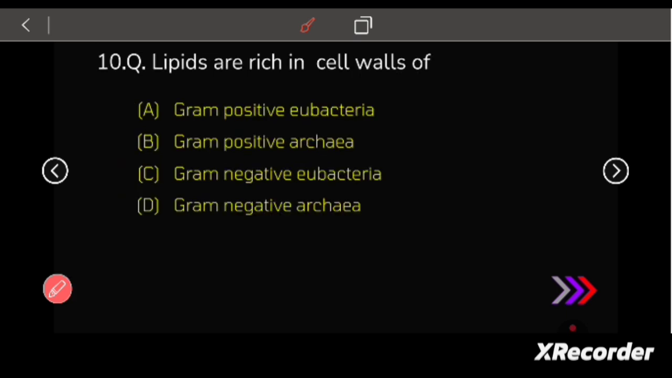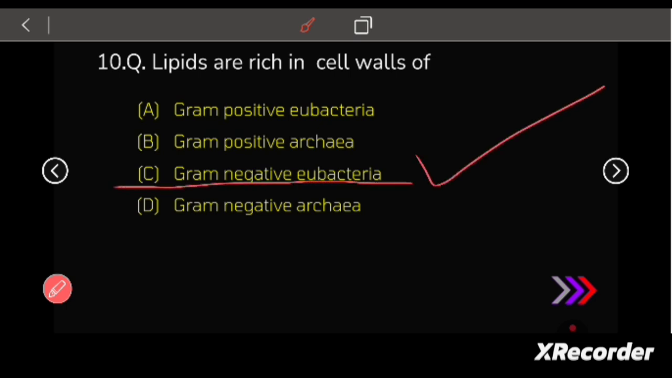Question number 10. Lipids are rich in cell walls of A. Gram-positive Eubacteria, B. Gram-positive Archaea, C. Gram-negative Eubacteria, D. Gram-negative Archaea. Answer is lipids are very rich in cell walls of gram-negative Eubacteria.